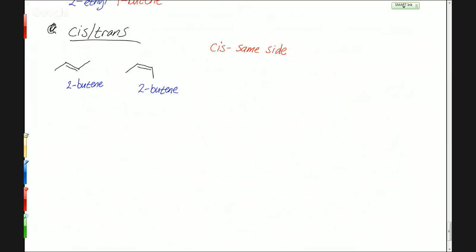Cis is going to refer to the same side, and trans is going to refer to the opposite side. And what on the same side or opposite side? Actually, anything where there's 2 of the same. So this could be hydrogens, it could be methyl groups, whatever is connected to the double bond. If there are 2 that are the same, we can call it cis and trans. If they're not 2 that are the same, we have to use some more complicated stuff that we're not going to get into. But what you do is you draw a dotted line through the double bond, parallel to the double bond, like this.